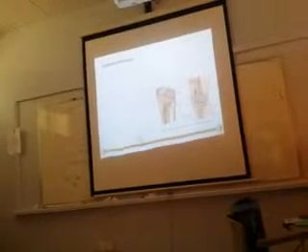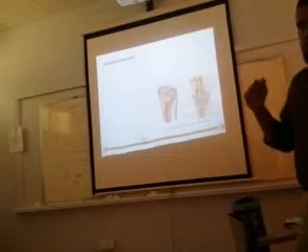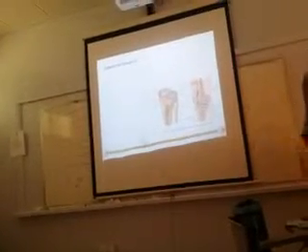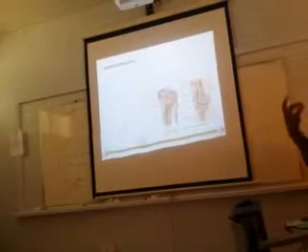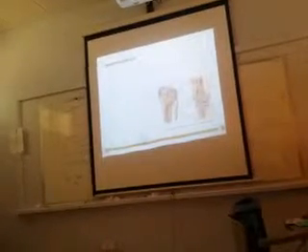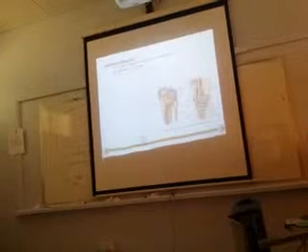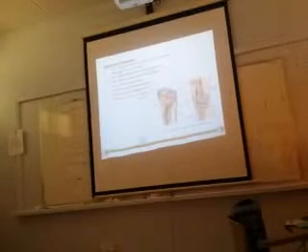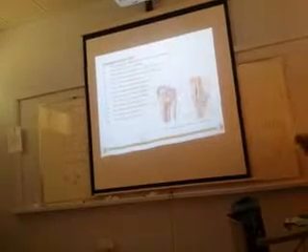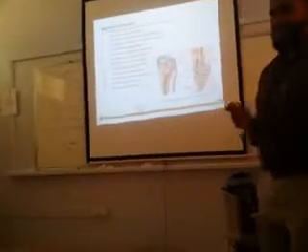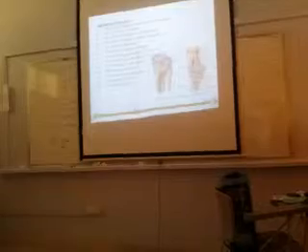Now, as I said, this is the most unstable joint, so there are very important ligaments which make it stable. Because it is very unstable, there should be a lot of ligaments. There are almost 13 ligaments which make it stable. So these are the ligaments.